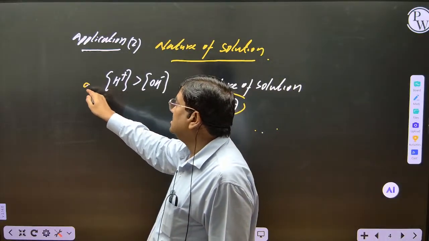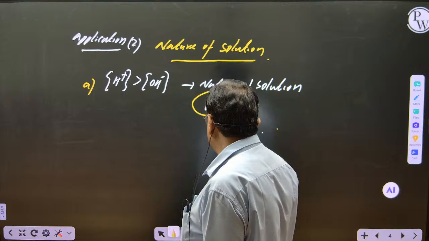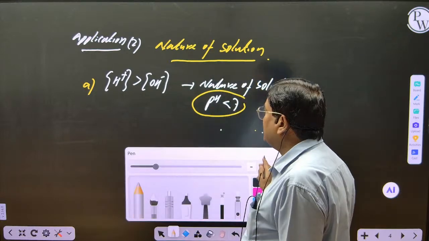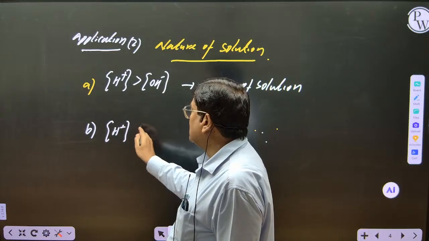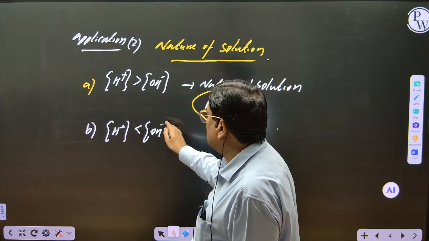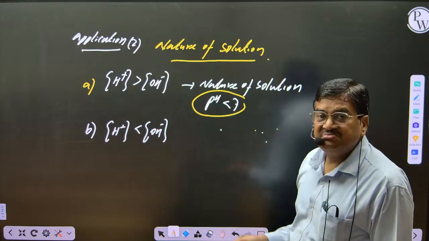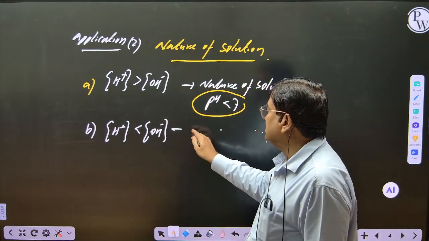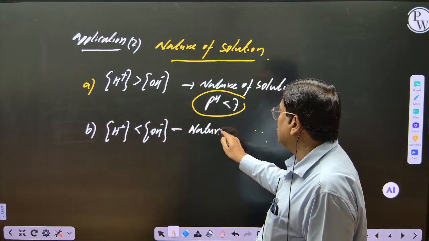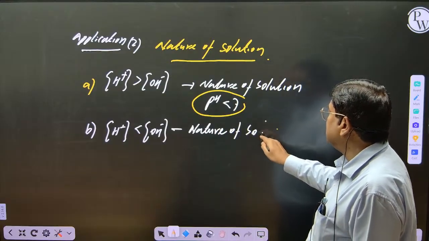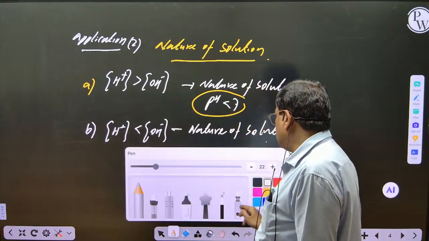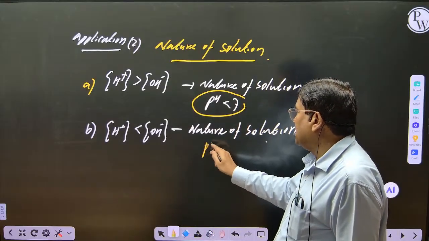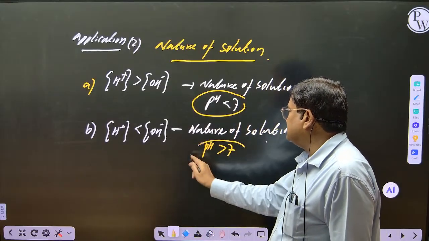Or what is the other condition we get, students? We can get a condition where the H plus ion concentration comes less and the hydroxyl ion concentration is coming more. That means its nature is basic. So if they ask, the nature of the solution will be basic. Basic means what should be the pH, students? The pH should be greater than 7. So the pH of the solution should be greater than 7.